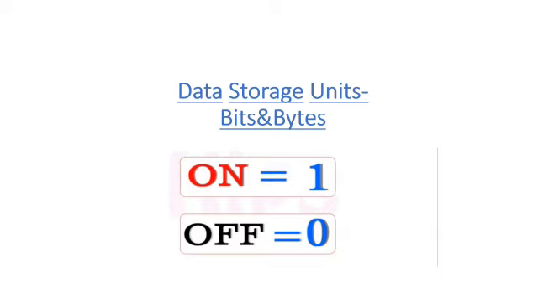A computer can understand only two states, on and off. On is represented by 1 and off is represented by 0. These digits are called binary digits. The data is stored in the computer memory in the form of bits and is measured in bytes.